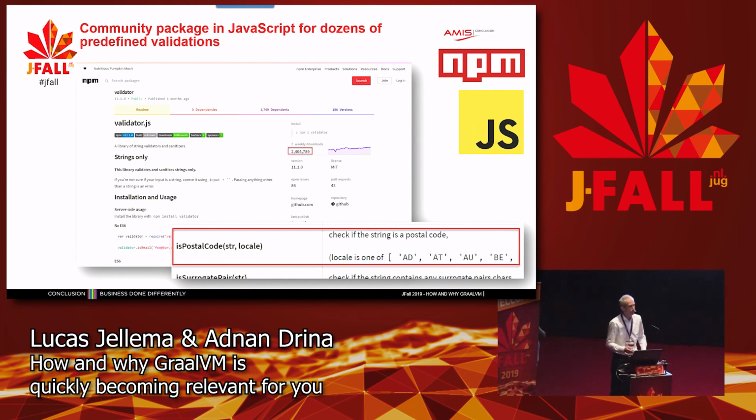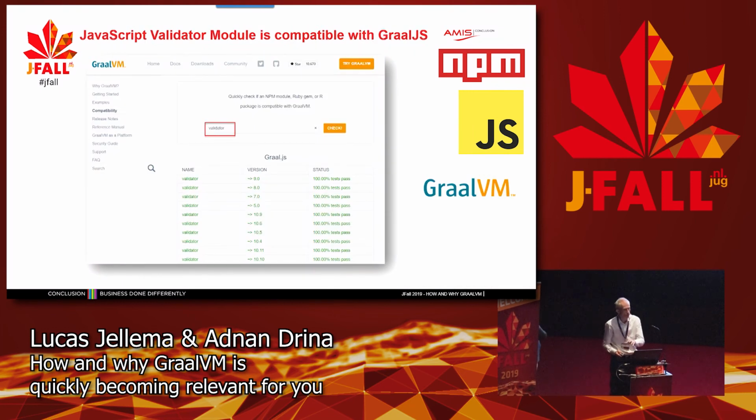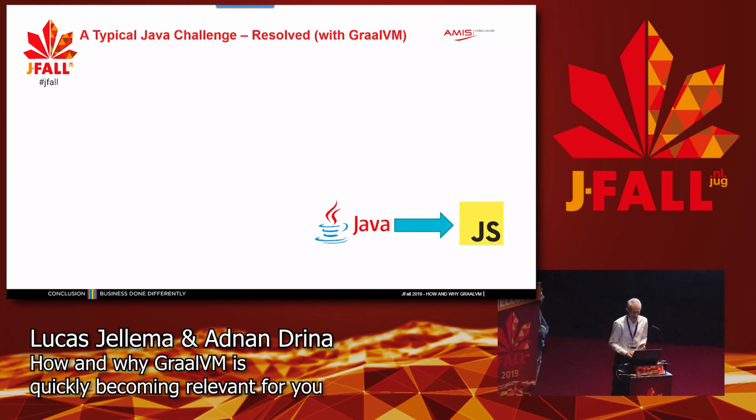So here's the npm module, and here's part of the Graal VM site where you can evaluate if a particular npm module or Ruby gem or Python library is already supported by Graal VM in a sense that it can be interpreted and run on the JVM. And in this case, fortunately, the validator module is supported by Graal VM.